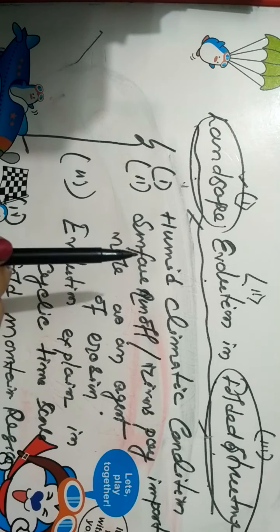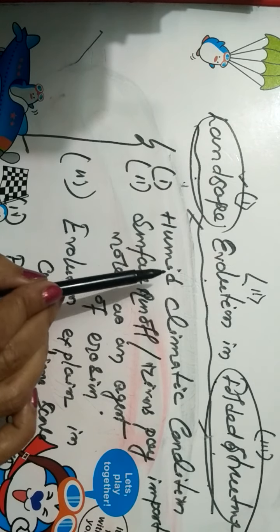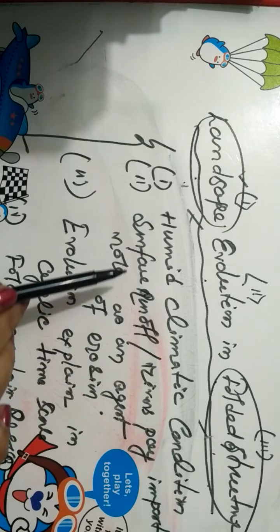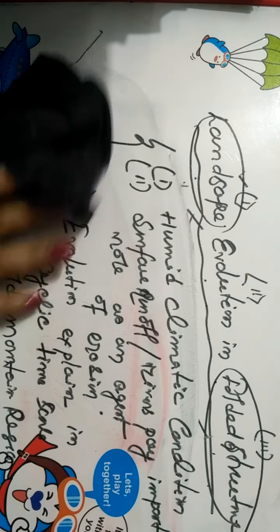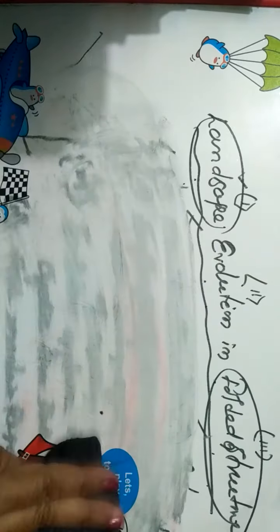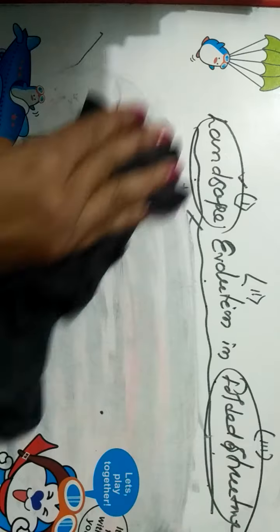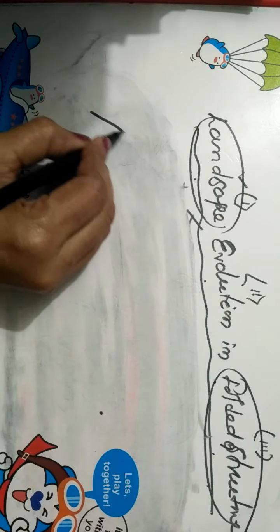First one is the zone, যে জায়গাটায় landscape evolution হবে, the area of landscape evolution lies in the humid climatic condition. Surface runoff plays an important role as an agent of erosion. Evolution is explained in the cyclic time scale, and folded mountain region বা folded structure regionের জন্য এটা applicable. Now come to the method of landscape evolution. Okay, this is the theory তে আসছি.